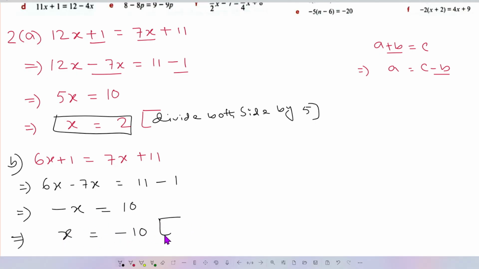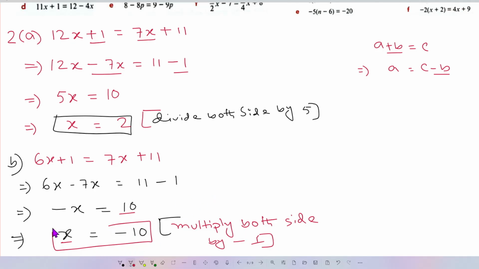We can write multiply both sides by minus 1. So minus 1 and minus 1 times will become plus. So minus x and minus 1, once we multiply, it will become x, and 10 times minus 1 will be minus 10. So minus 10 is our answer.